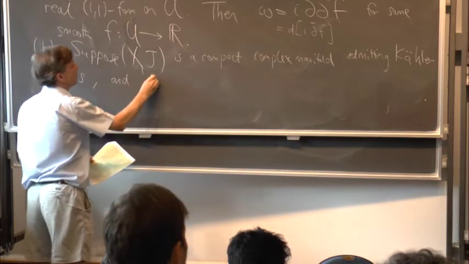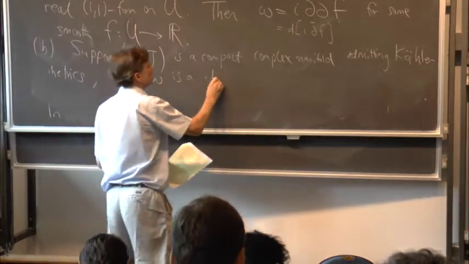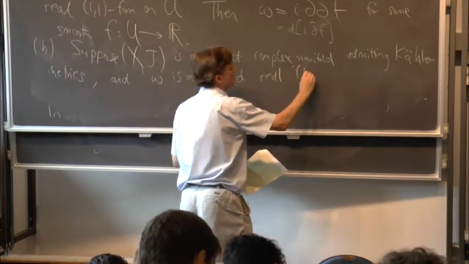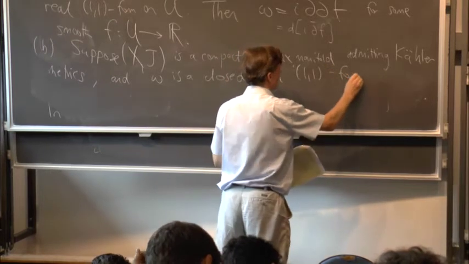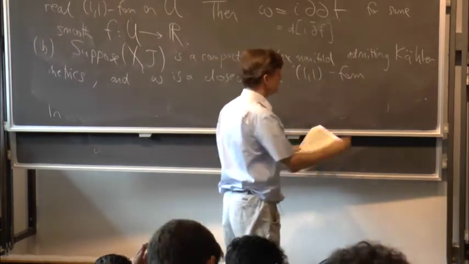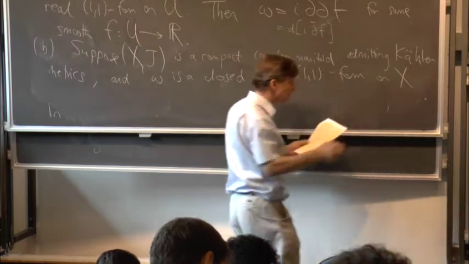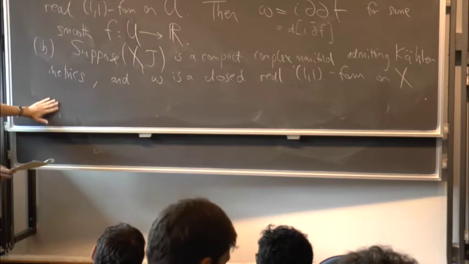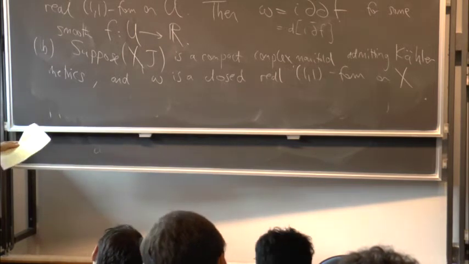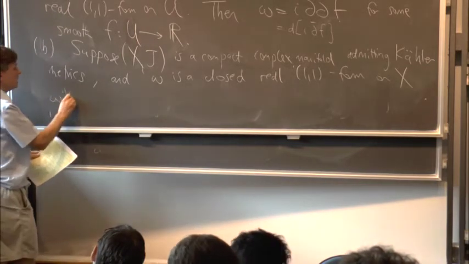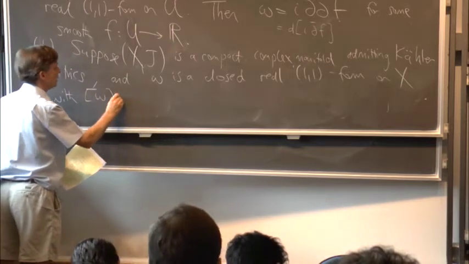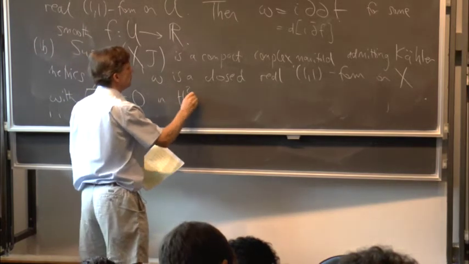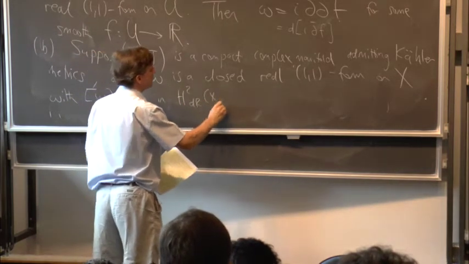And let's say that omega is a closed and real (1,1) form on X. It doesn't have to be positive definite, doesn't have to be the Kähler form of a Kähler metric. In fact, it won't be, because I'm going to require that the class [omega] equals 0 in H^2 de Rham of X, R.